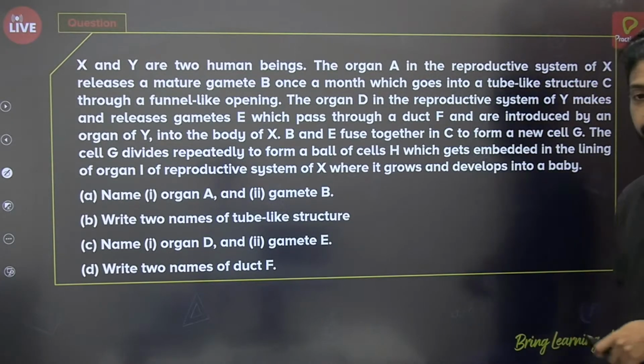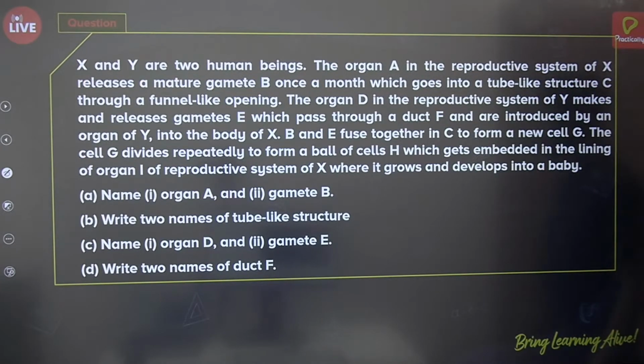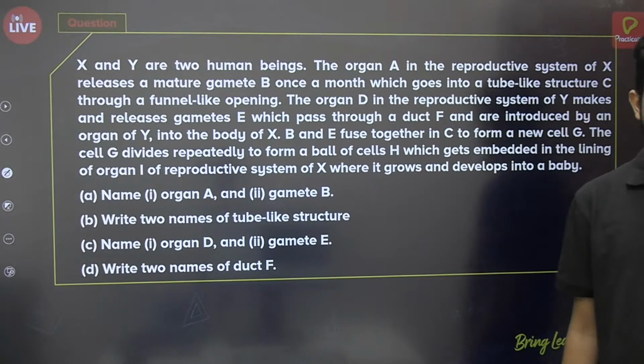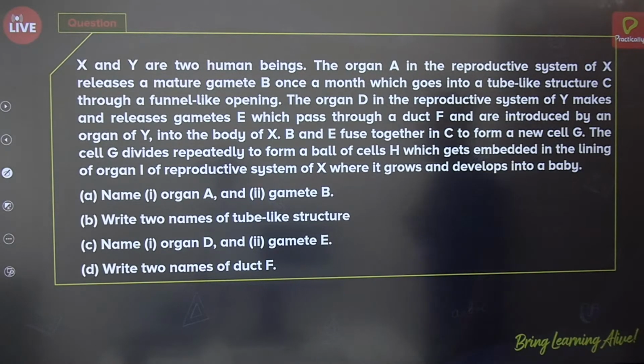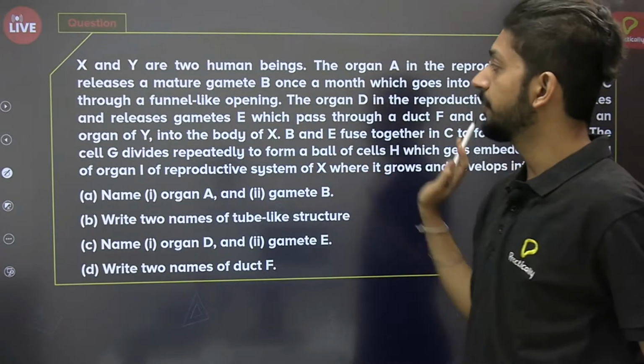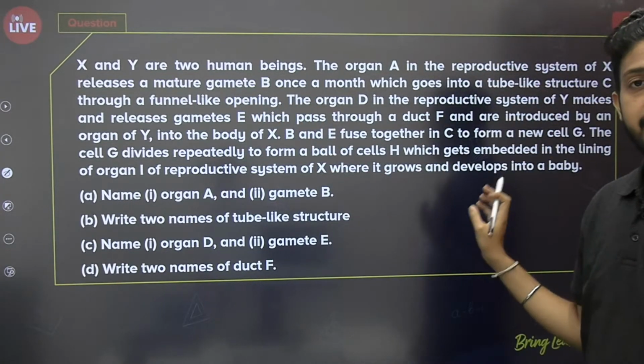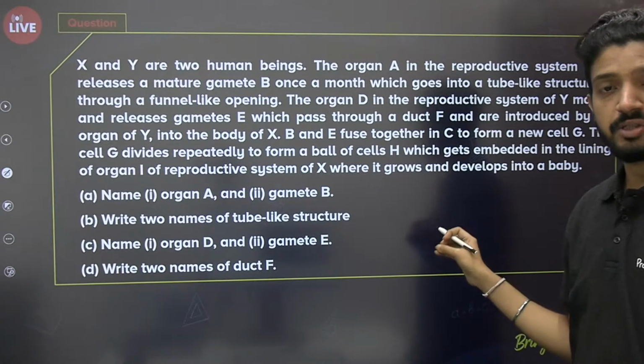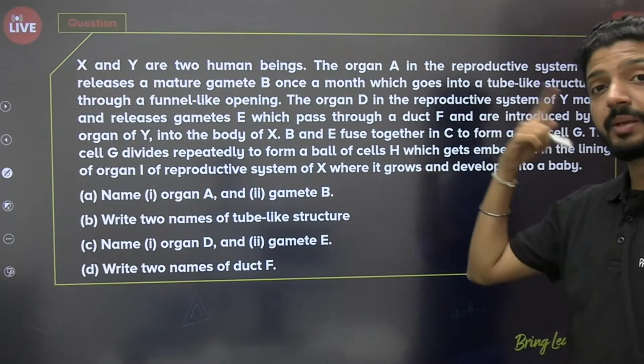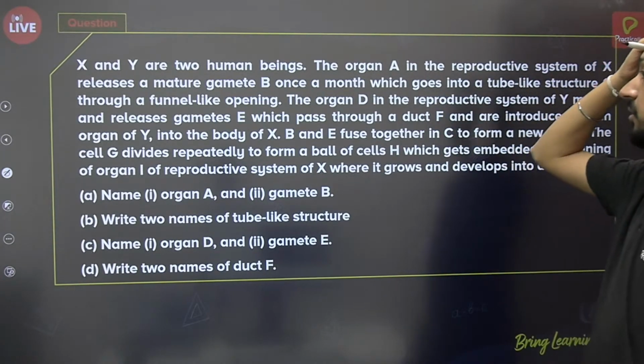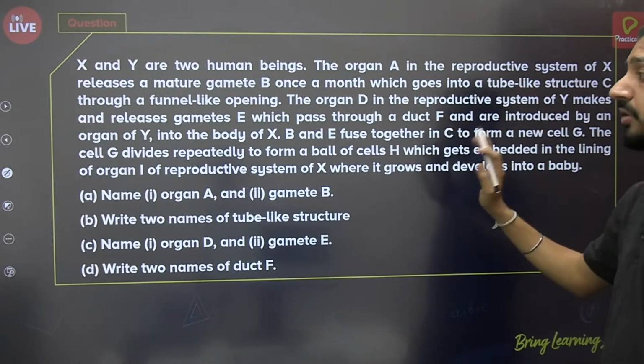Okay, so here's a question. It's a little big question, but yeah, it will help us to practice and solve these types of questions. X and Y are 2 human beings. The organ A in the reproductive system of X releases a mature gamete B once a month, which goes to a tube-like structure C through a funnel-like opening. So basically, as you can see just by reading the question, it's a diagram-based question. You need not draw the diagram, but you need to remember the diagram of the reproductive system.